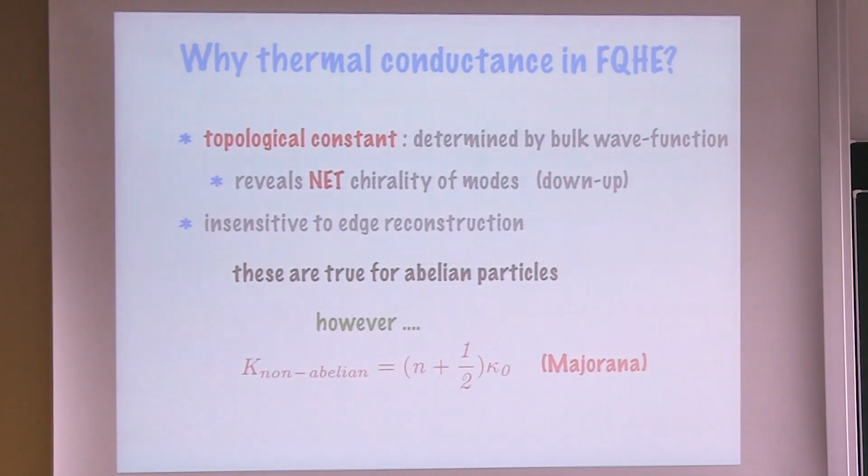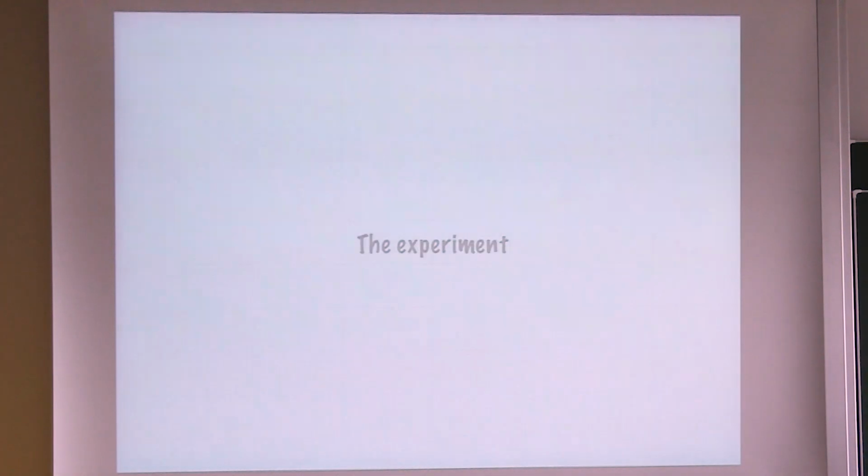So all I want to tell you is that if there is a fractional coefficient in front of kappa naught, a fractional multiple, that tells you that the particle is non-abelian. And it's a very robust statement. If we can do it, I think it's fantastic.